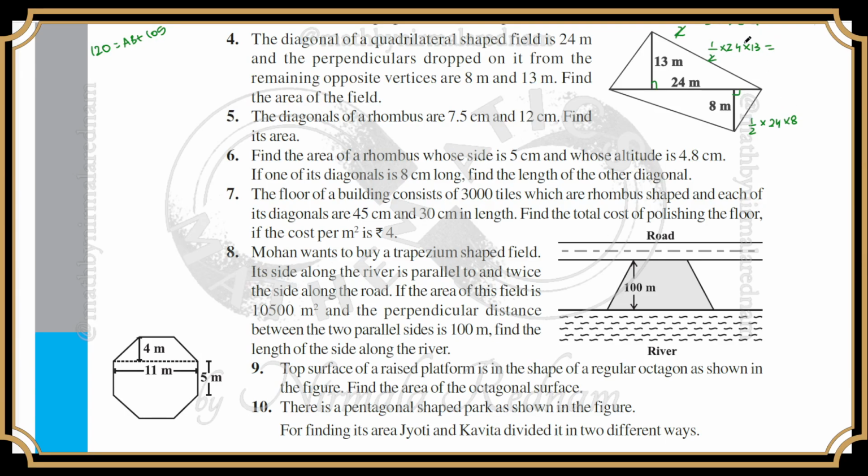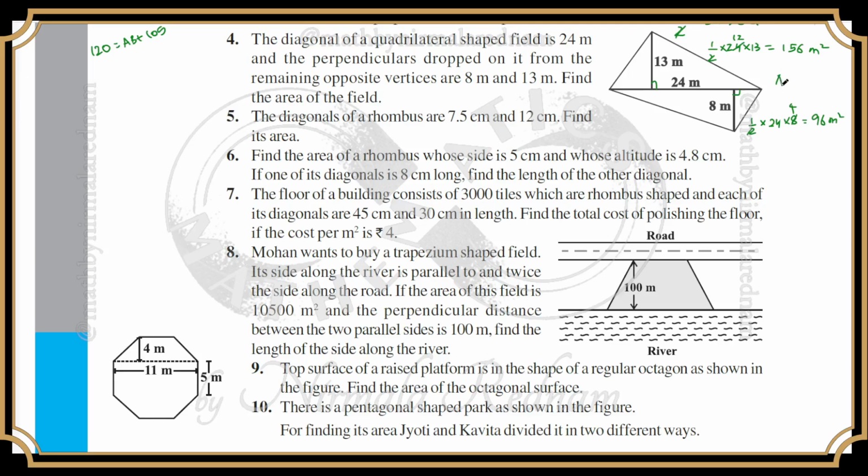So if I simplify this, 12 into 13, right? It is going to be 156 meters square. And over here, it is 96 meters square. So what is the total?